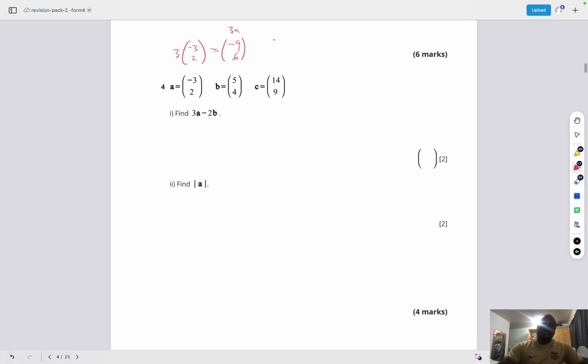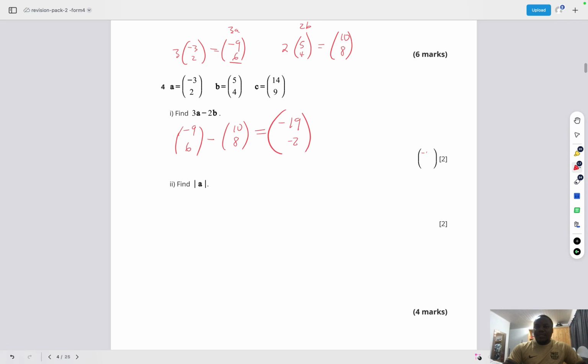And then 2b. 2b is simply 2 times (5, 4), which gives us 10 and 8. If we do that, then we just bring these together. We want to subtract this and that, so we've got (-9, 6) minus (10, 8). If we do this, you would find that we've got -19, and then 6 minus 8 should give us -2. So the answer here is (-19, -2).